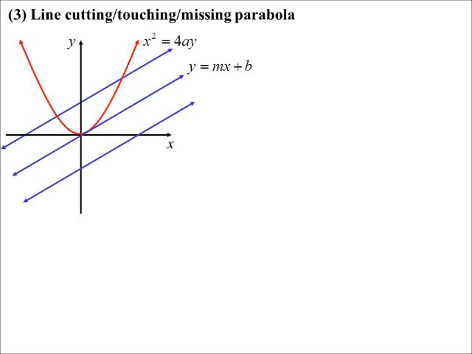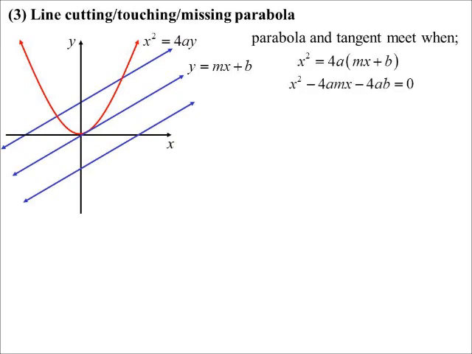So let's give the equation of the line, y equals mx plus b, our standard equation for a line. Now we know they're going to meet. Well, if we wanted to find out, we'd solve them simultaneously. So I'll say x squared equals 4a, but instead of saying 4ay, I'll say 4a times mx plus b. And we create a quadratic equation.